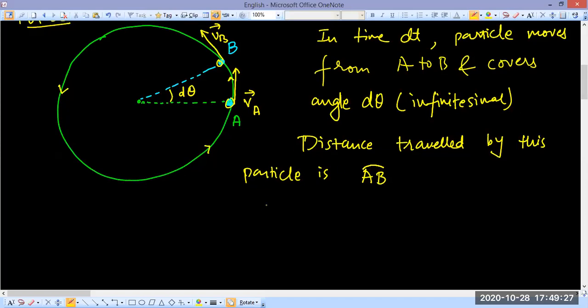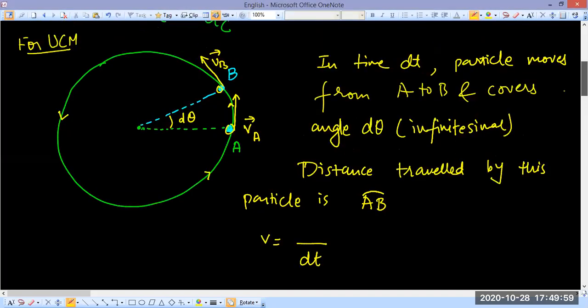Okay, so I'm sure you realize that if we write the speed, Nandini, I'll show it to you later, okay, don't worry. So if we write the speed here, then this speed should be equal to the distance traveled upon time taken, right? Because here we are talking about UCM, that means speed is constant, so we can do that.